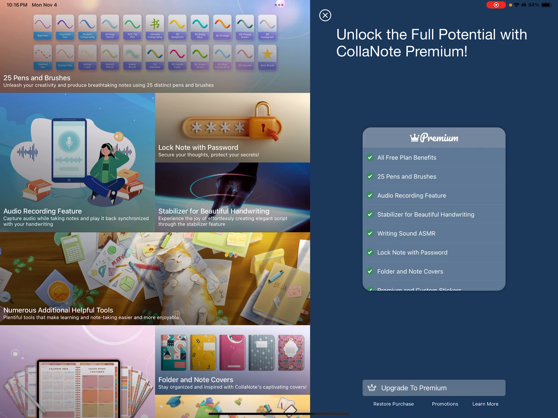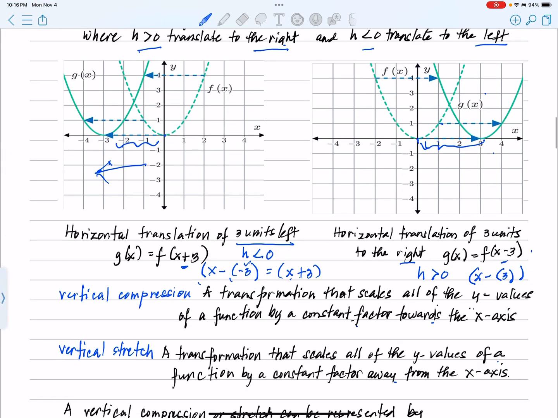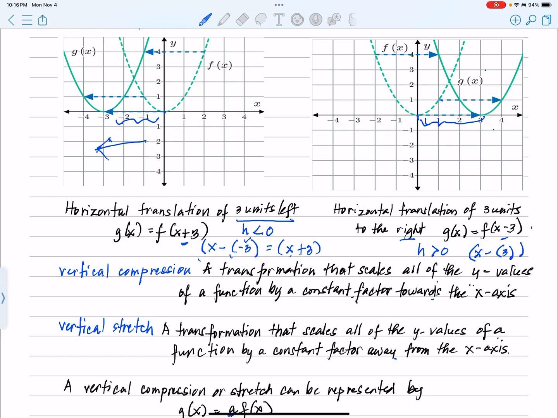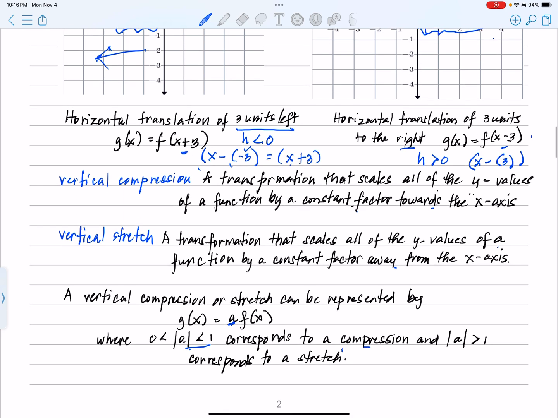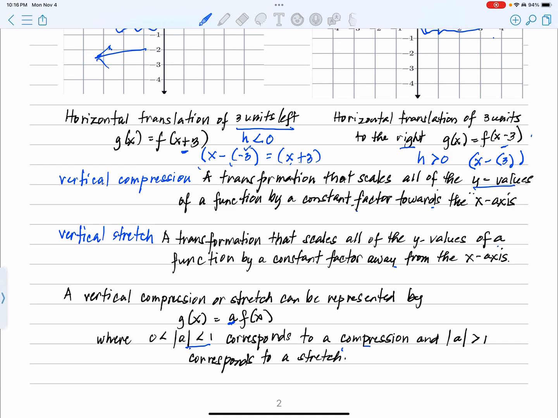We have a vertical compression and stretch. Vertical, a transformation that makes all y values of a function by a constant factor towards the x-axis, it's compressed. But when the y values of a function are scaled by a constant factor away from the x-axis, it's stretched. So towards is compressed, away it's stretched for vertical compression.